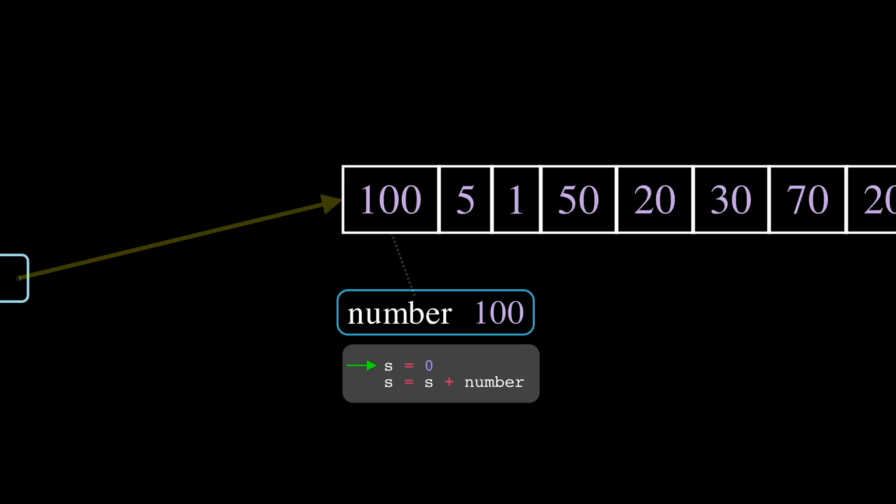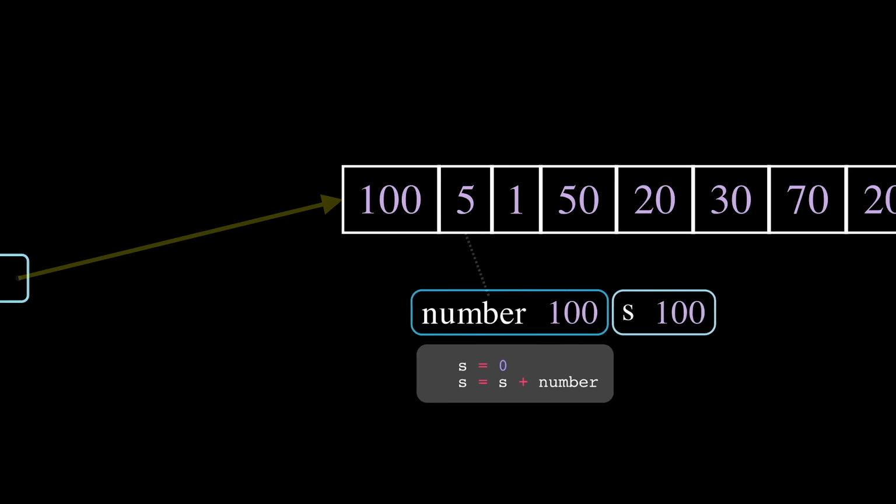S equals 0, since the variable s does not exist yet. This means we're going to create the variable s and initialize it to 0. S equals s plus 100, so s becomes 100. So far so good. Number hops to the next element.